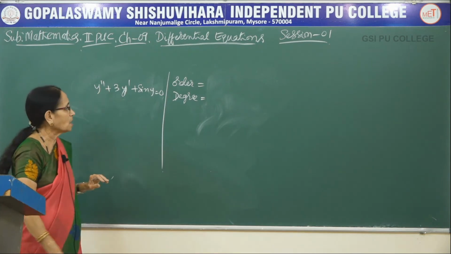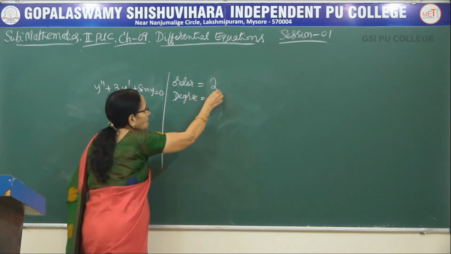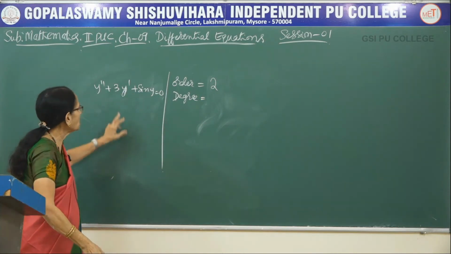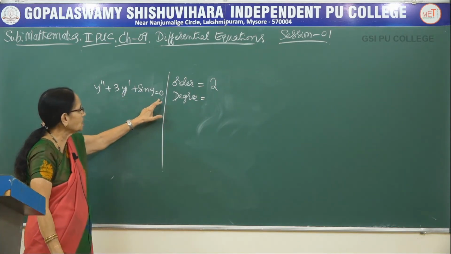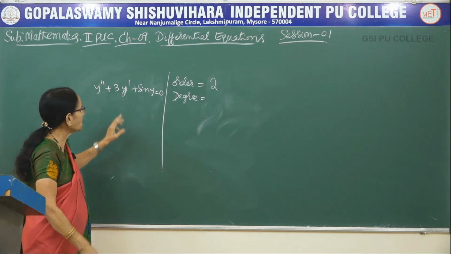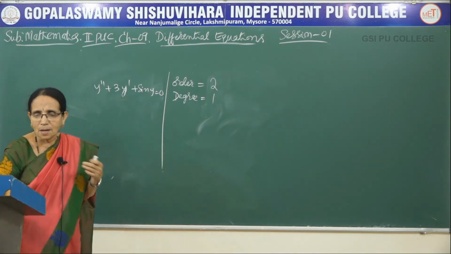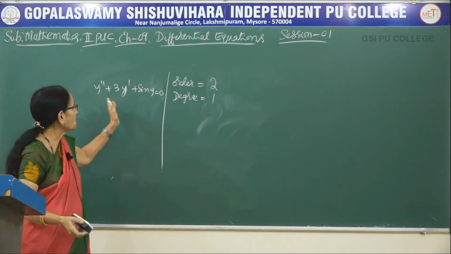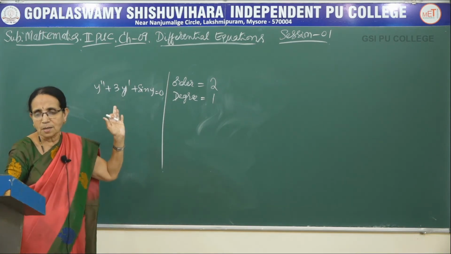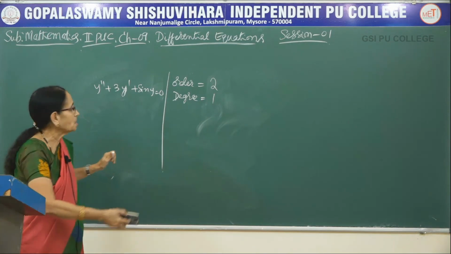Y double dash we are having. So, what can be the order? Order is 2 here. Now, 3y dash plus sin y equal to 0. And what is the degree of this one? You can clearly see that it is a polynomial in the derivative. Hence, the order is defined, that is 2, and the degree is 1.